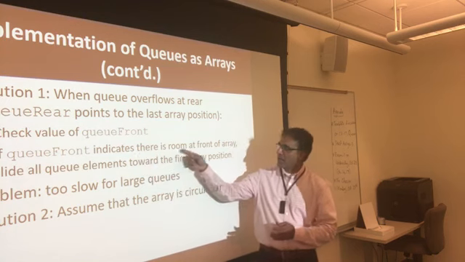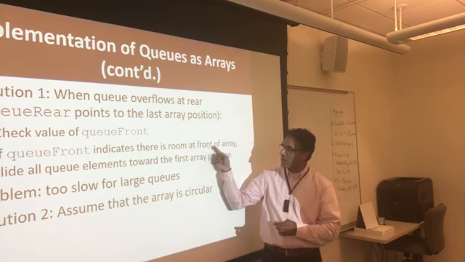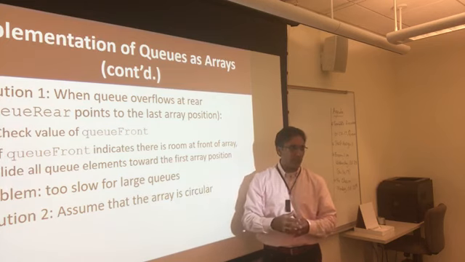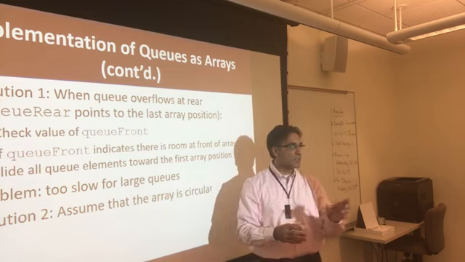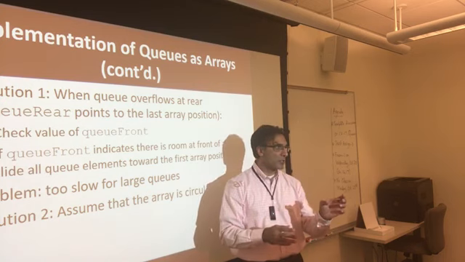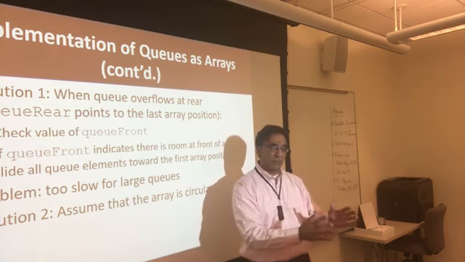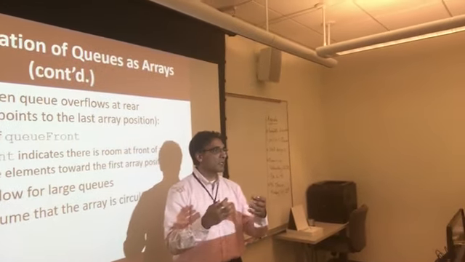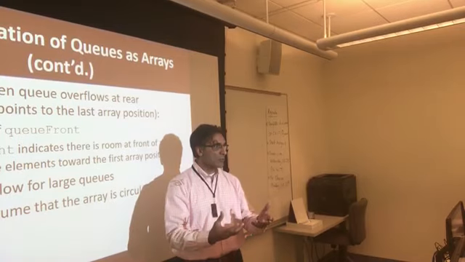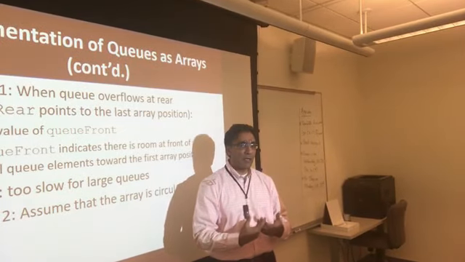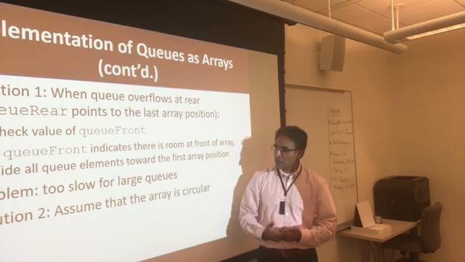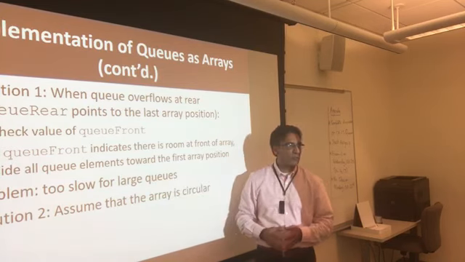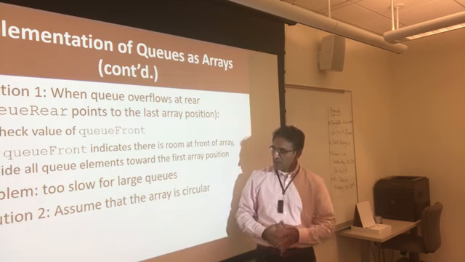If the Q front indicates there is room at front, then slide all array elements toward the first array position. So what he's saying is that if the Q front is not in the 0th element position, 0th index, it means we have some positions available. Those positions can be used. Otherwise, those positions are sitting in the memory without any use. They are not being processed. They are just taking space. So the problem in this solution is that it is too slow for large queues when you have a very large amount of data.